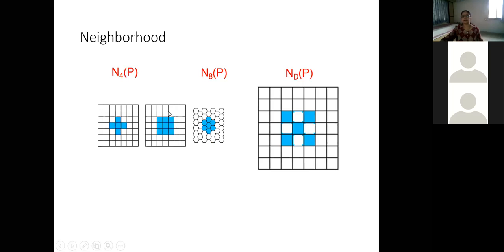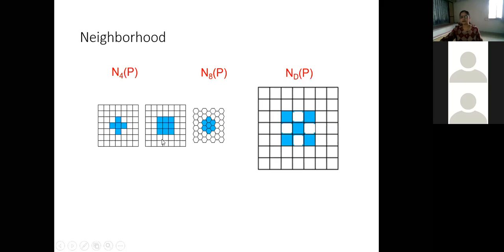Then in this slide, you can observe the 8 neighborhood, which is indicated as N8P. So this is the 8 neighborhood. Then in this third image, you can observe the diagonal neighborhood, where we consider only diagonal neighbors, and we can name it NDP. P is the pixel under consideration, and we consider the diagonal neighbors as the local neighborhood.